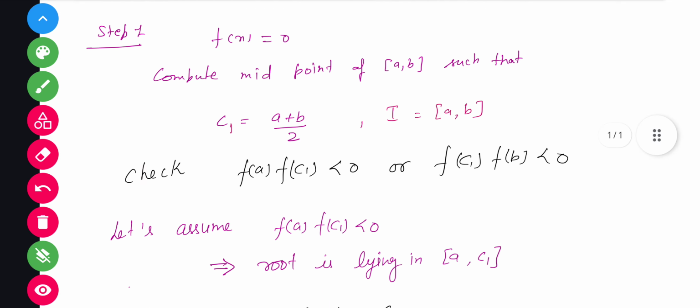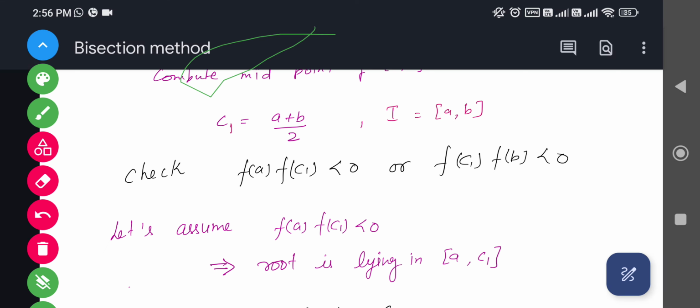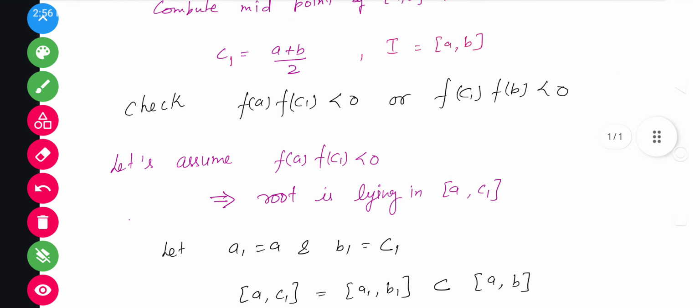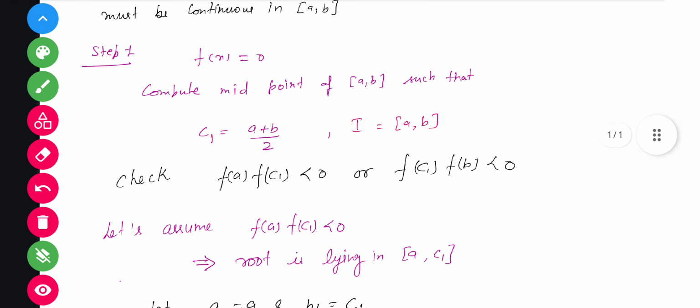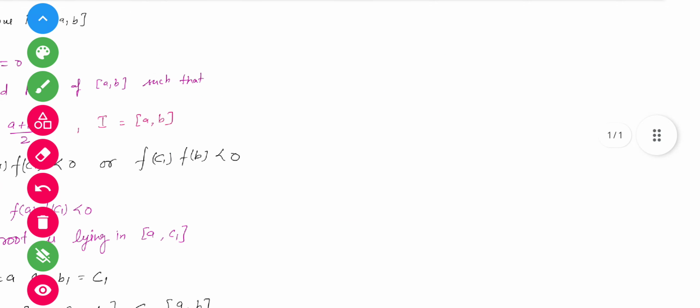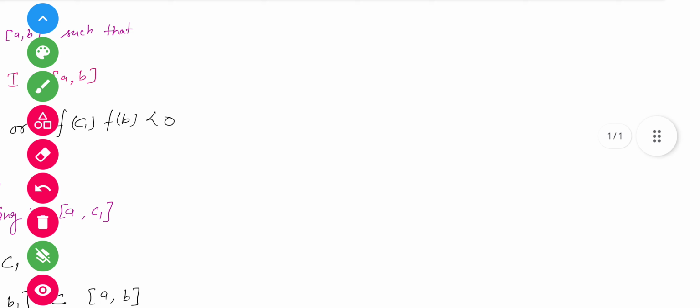So f(x) equals 0, we have a function, and we compute the midpoint of a, b such that, okay, so let's see. I would like to explain a little bit about the bisection method here. So how do we use the bisection method?